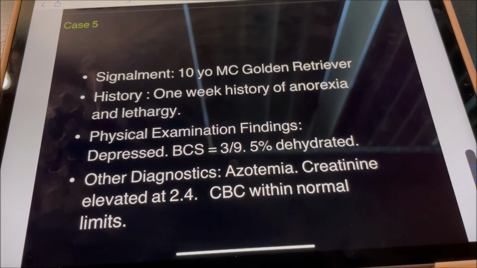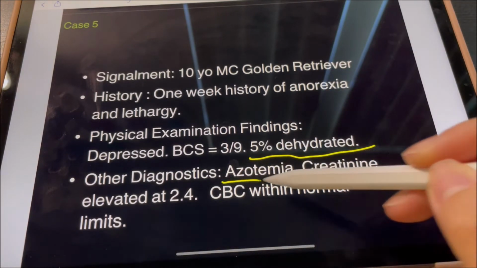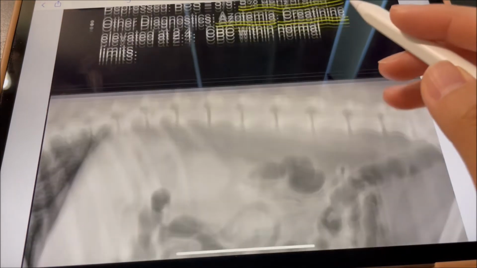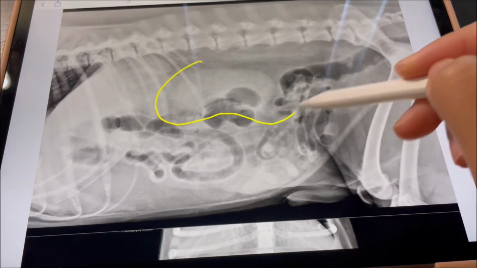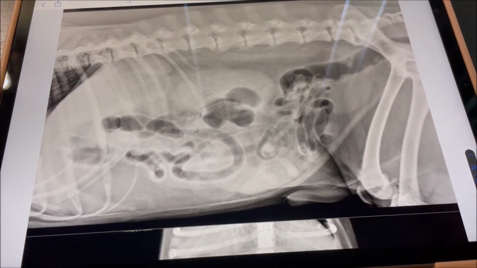Case 5, physical exam is showing dehydration, there's azotemia, elevation in creatinine, so we might be thinking renal issues. And wow, look at this. That looks like a very big kidney. But let's double check. Remember we said the kidney length should be 2 times the length of L2's vertebral body in the cat and 3 times the length of L2 in the dog. And this is a dog.